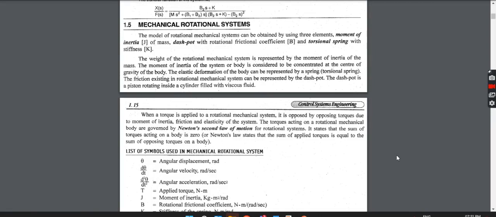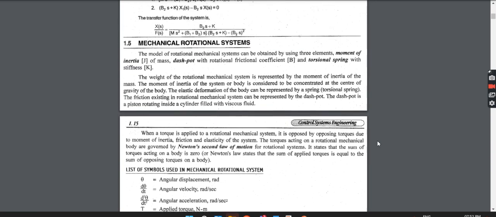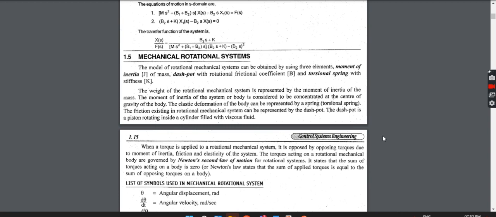Welcome to University 360. In this video, we'll be talking about mechanical rotational systems. Rotational mechanical systems move about a fixed axis, and the system mainly consists of three basic elements, which are moment of inertia, torsion spring, and dashpot. Over there, it was mass, spring, and dashpot.